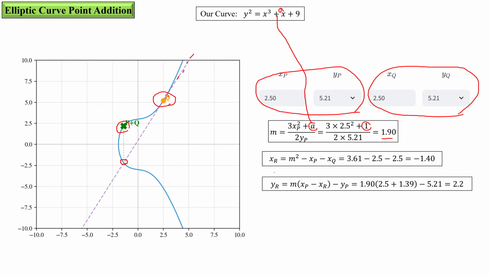So here R equals P plus Q, which is this point, right? So this is P plus Q or R. The x coordinate of R is computed with the same formula, m or slope to the power of 2 minus x of P minus x of Q, which is minus 1.4, and the y coordinate is 2.2 for this example.